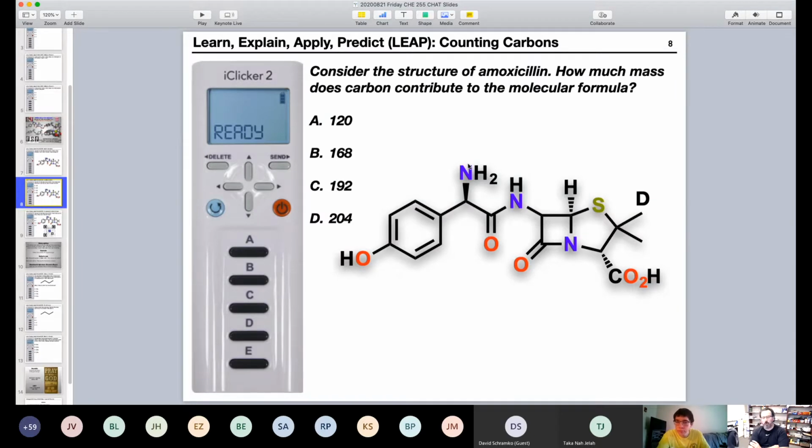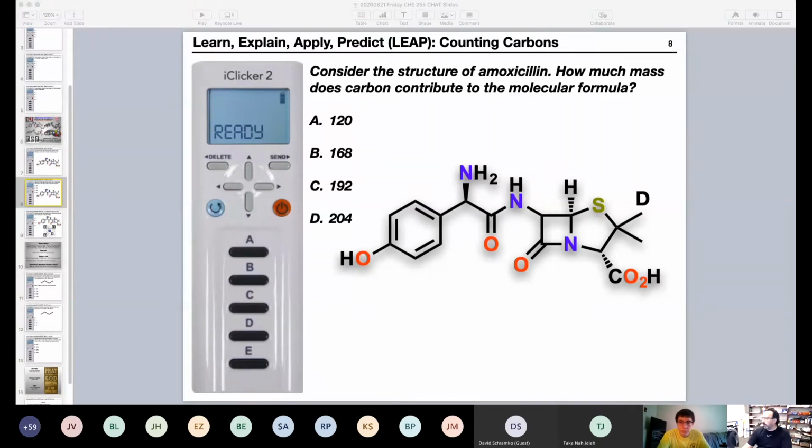So I see a lot of 192s. That's the answer that I came up with. So how did we get to 192? Let's identify those carbons. Again, in this exercise, what is the thought process that has to happen?